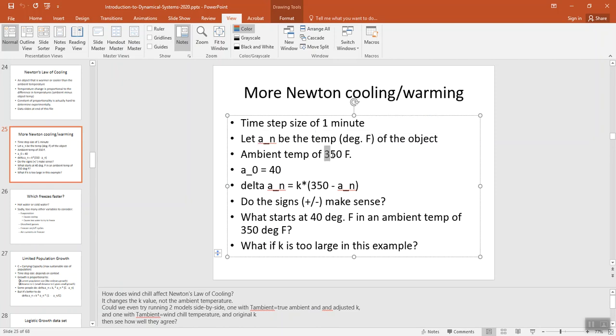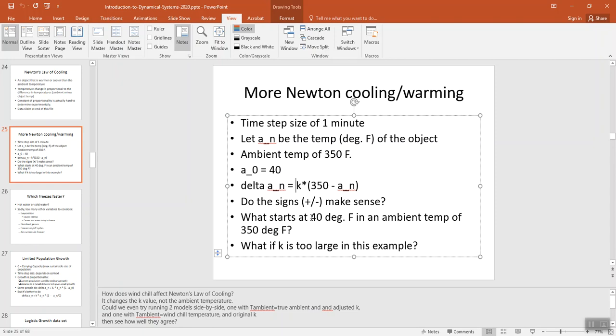Let's say the ambient temperature is 350 degrees Fahrenheit, and the object starts at 40 degrees Fahrenheit, and we said the rate of change is proportional to the difference in the ambient and object temperatures. We have to stop and say, why am I subtracting them in this order, or should I have a minus sign out here? So you can stop and think about, does this actually make sense, or we can just try it and see what happens.